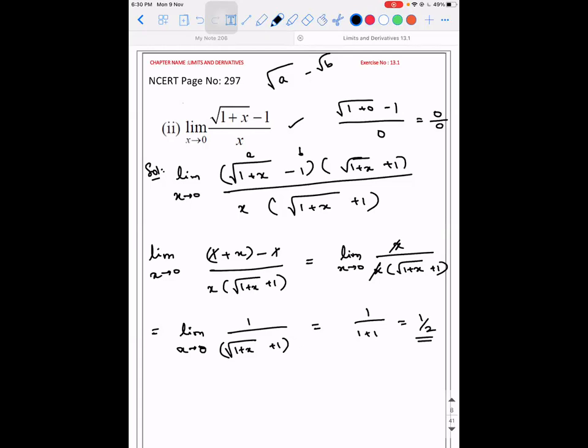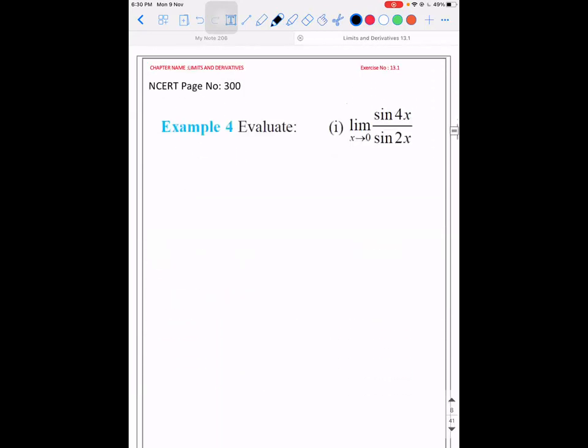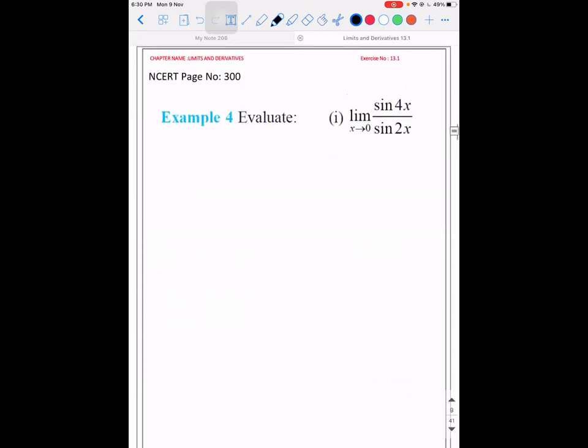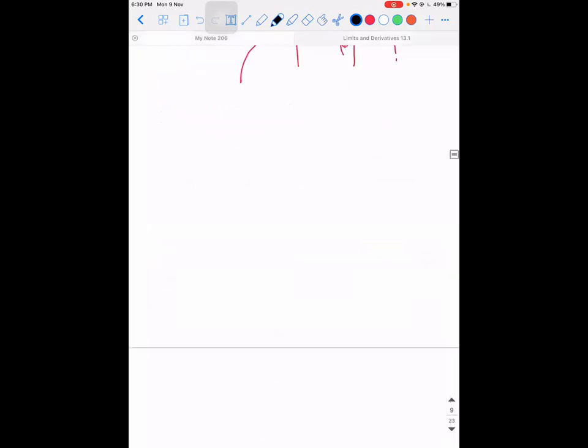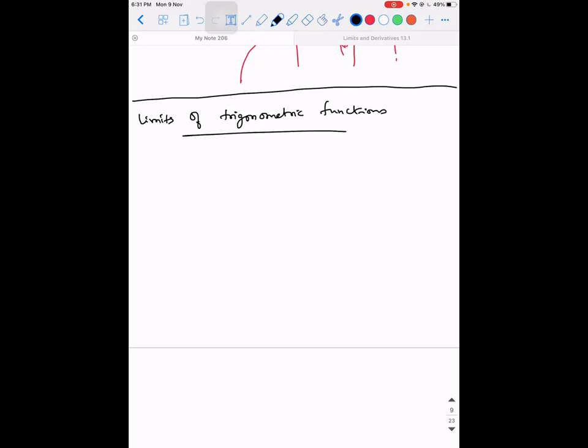Okay, next problem. From here onwards, I need to teach you some more concepts. So till now, whatever we saw was related to algebraic functions. Now we are going to see limits of trigonometric functions, or I can say limits involving trigonometric functions. So make a note of it.